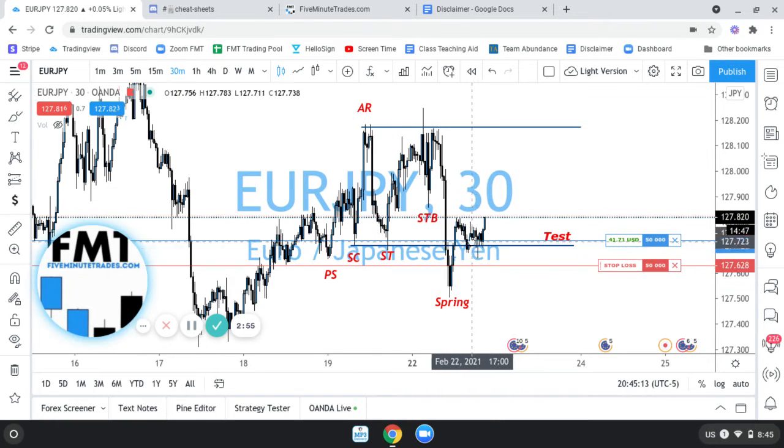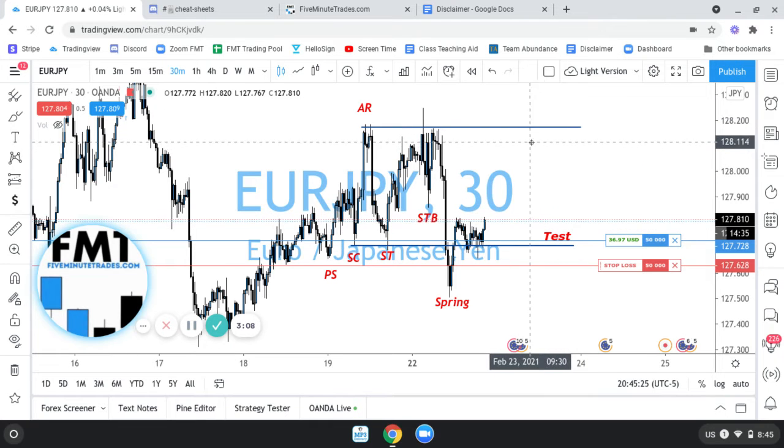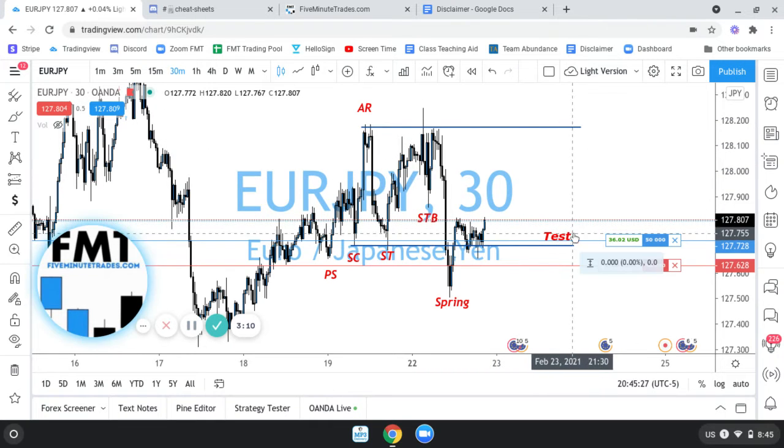Spring, if you think of spring, is kind of like a stop hunt, market manipulation. The banks are trying to take out all the buyers, and once they get that liquidity, then the trade goes in the direction that you originally expected it to go in. And you notice here that I have the test here, because this is when we got in on the trade.